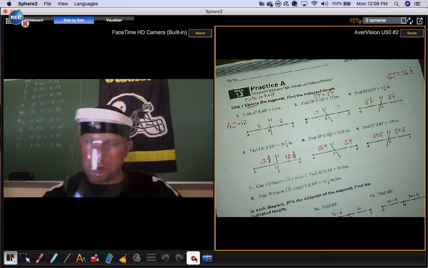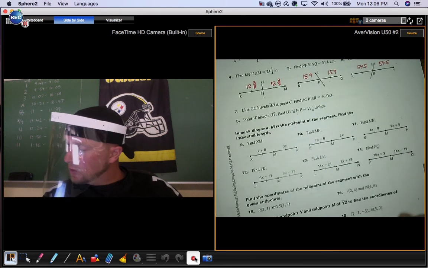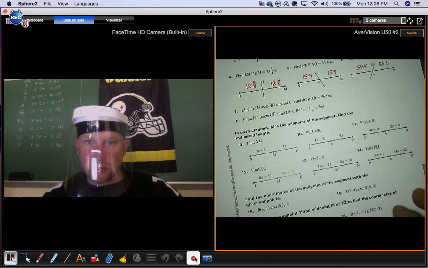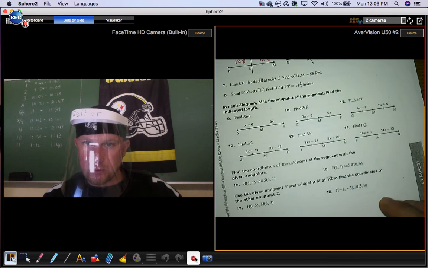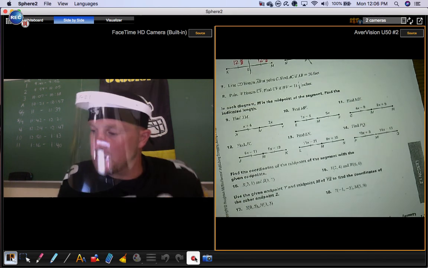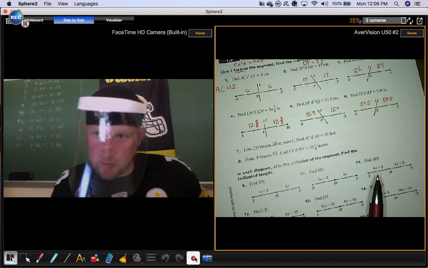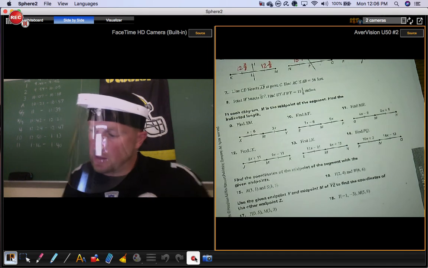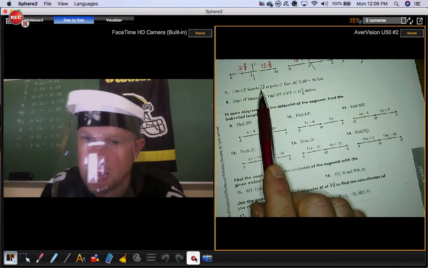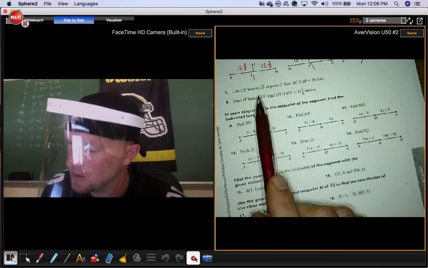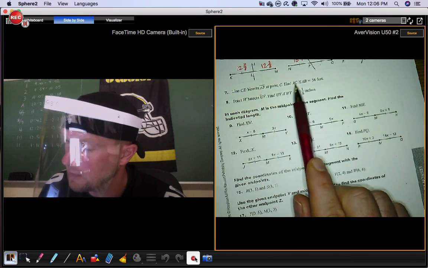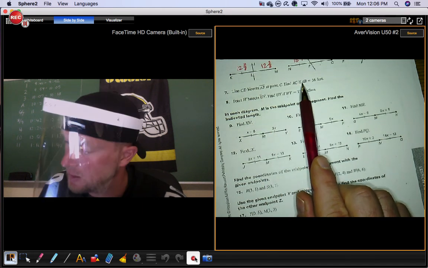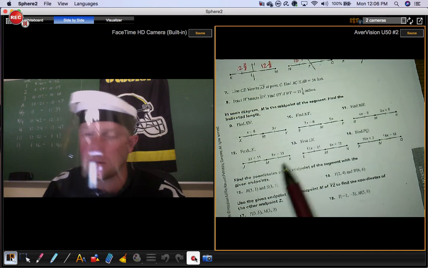So practice A for section 1.3. We're going to look at numbers 7 through 14 on this one. So for number 7, it doesn't use the information from the top. This is completely separate, this number 7. It's telling you that line CD is going to bisect segment AB at point C. Find the distance from A to C if the distance from A to B is 56.